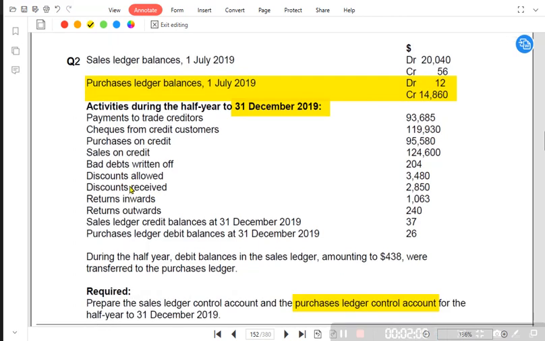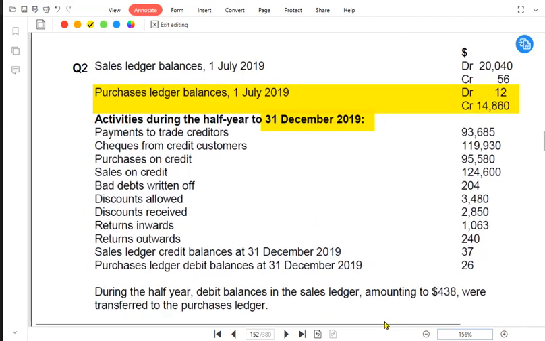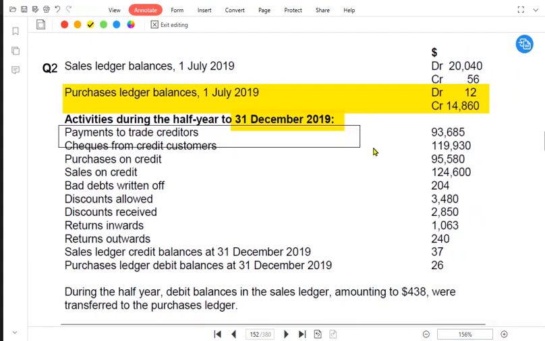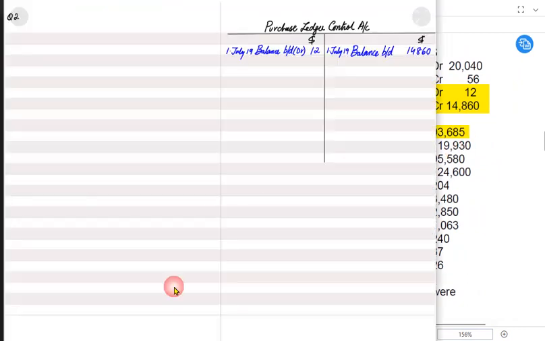Now let us see, beta, which transactions belong to PLCA, purchase ledger control account. Let's see one by one which transaction belongs to this. First of all, beta, we have payment to creditors. Yes, whenever we are paying our suppliers, this would reduce our liability. So if you want to reduce the liability, the liability would be debited. So the PLCA would be debited, and the reference would be bank.